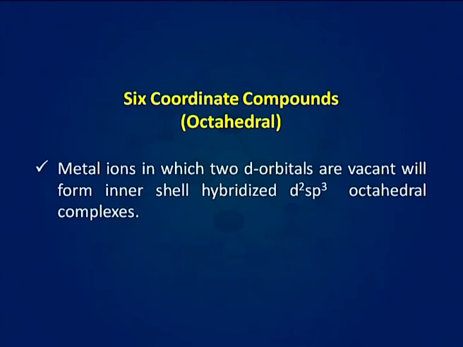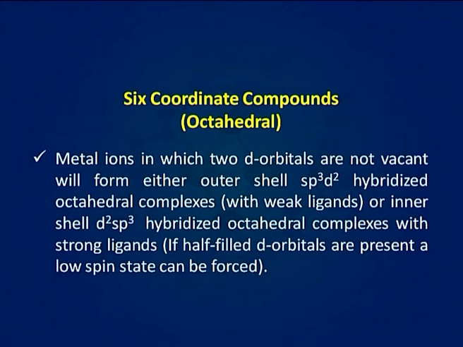Let us discuss 6 coordinated compounds which have an octahedral geometry. The metal ions in which 2 d orbitals are vacant will form inner shell hybridized d2sp3 octahedral complexes. Metal ions in which 2 d orbitals are not vacant will form either outer shell sp3d2 hybridized octahedral complexes with weak ligands or inner shell d2sp3 hybridized octahedral complexes with strong ligands. If half-filled d orbitals are present, a low spin state is forced.